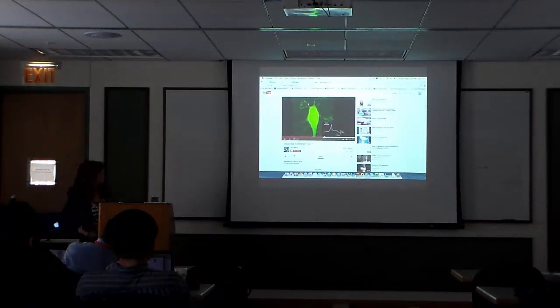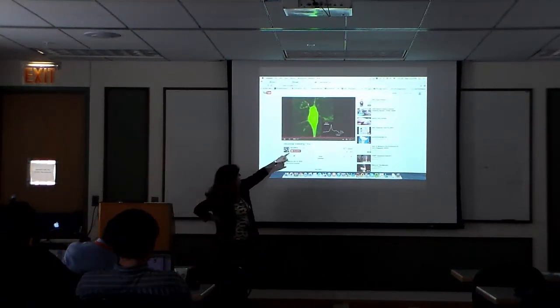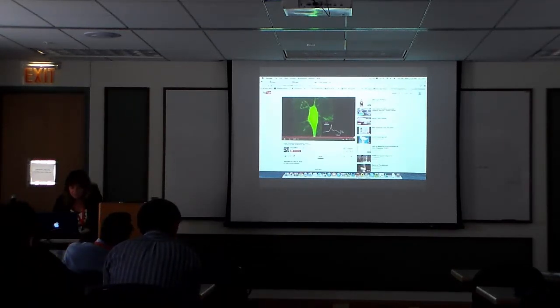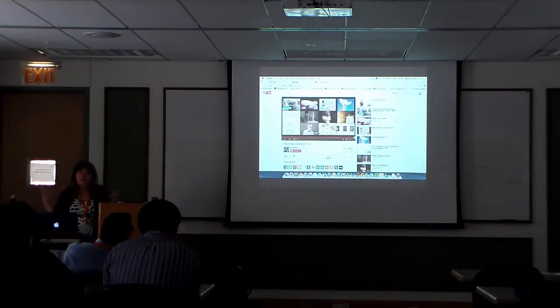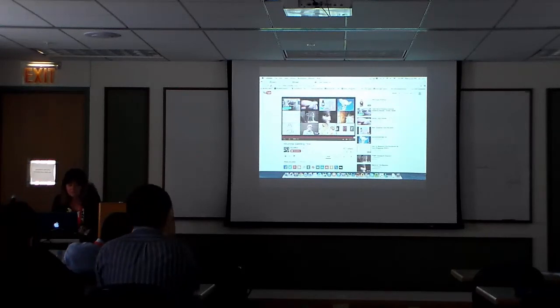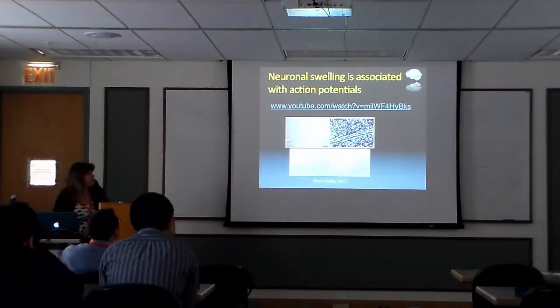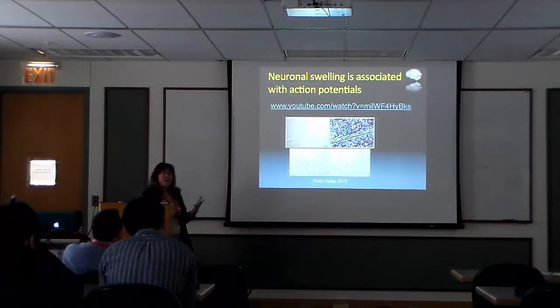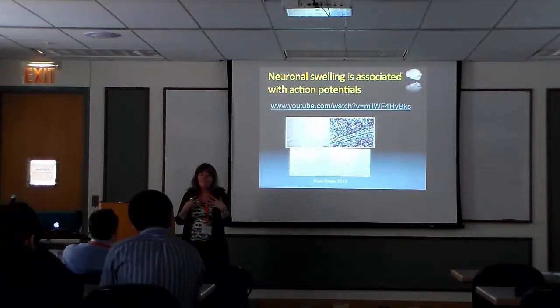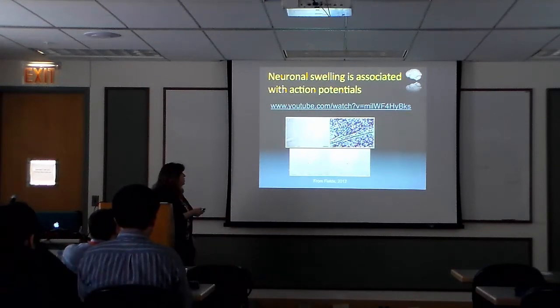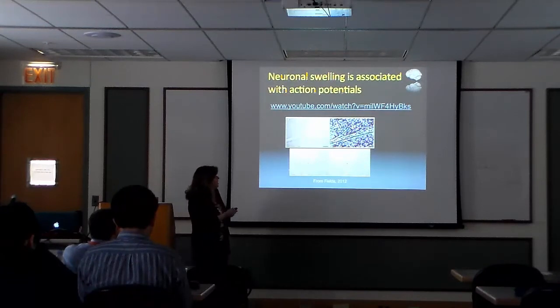When you look at a neuron being activated, you will see that the shape changes, and we have seen some of that in the previous talk. You see that the neuron swells a little bit. The reason it does is that as ions flow into the cells being activated, water does too. So there are changes in shape that occur during activation, and you can see this here.